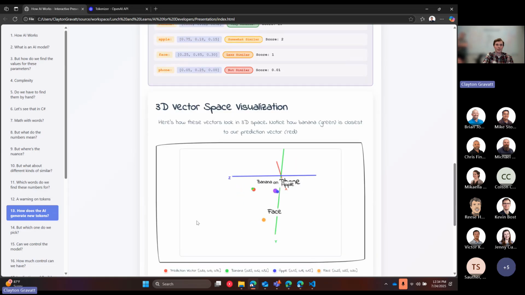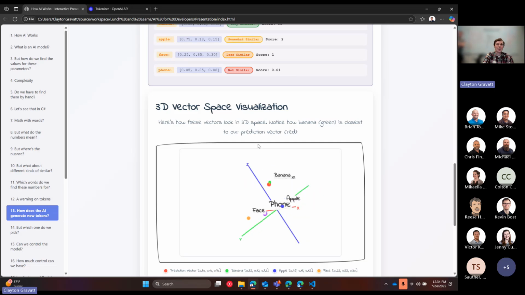So let's see a little visual here. We have our prediction, it's our green, and then it looks like the closest other token is a banana. So banana is our closest one. Maybe apple's next, and then I can't quite tell. It's getting a little busy here, to be honest.